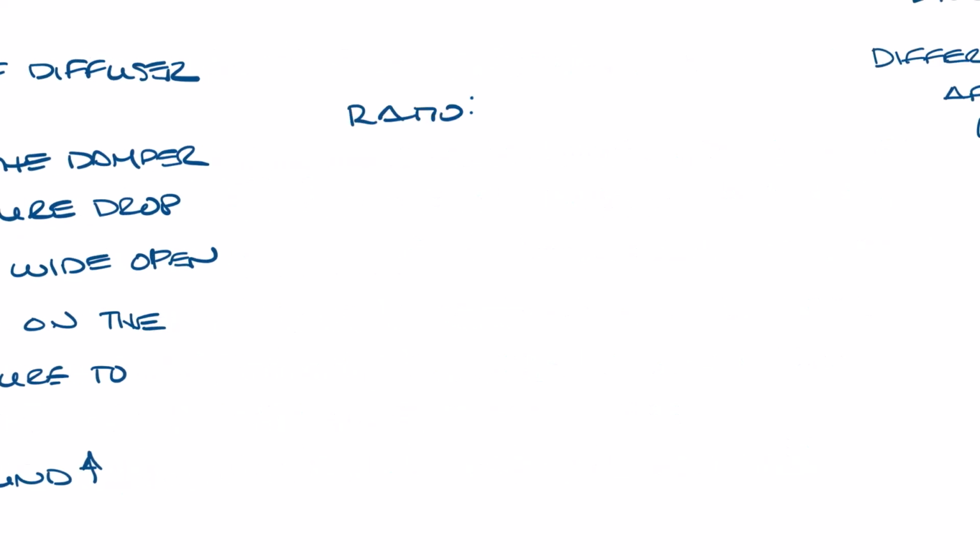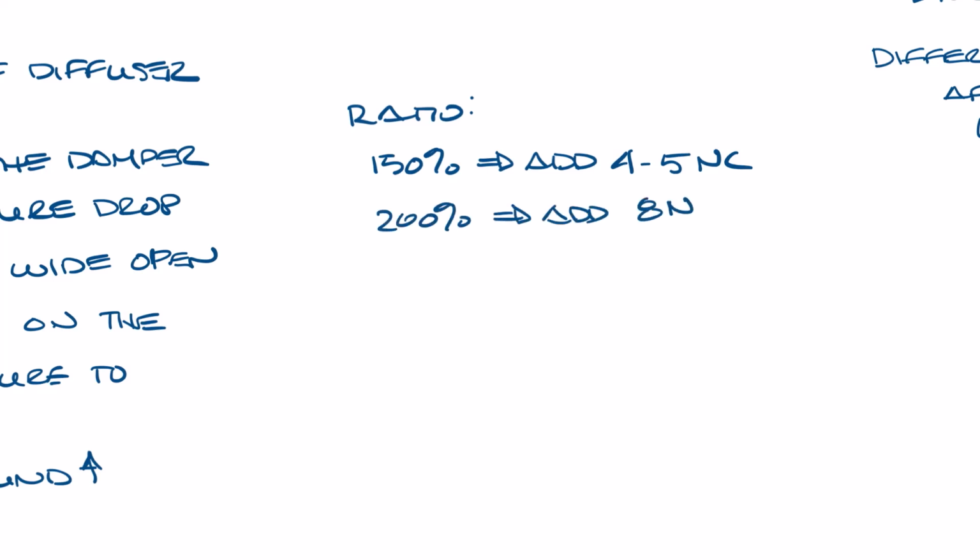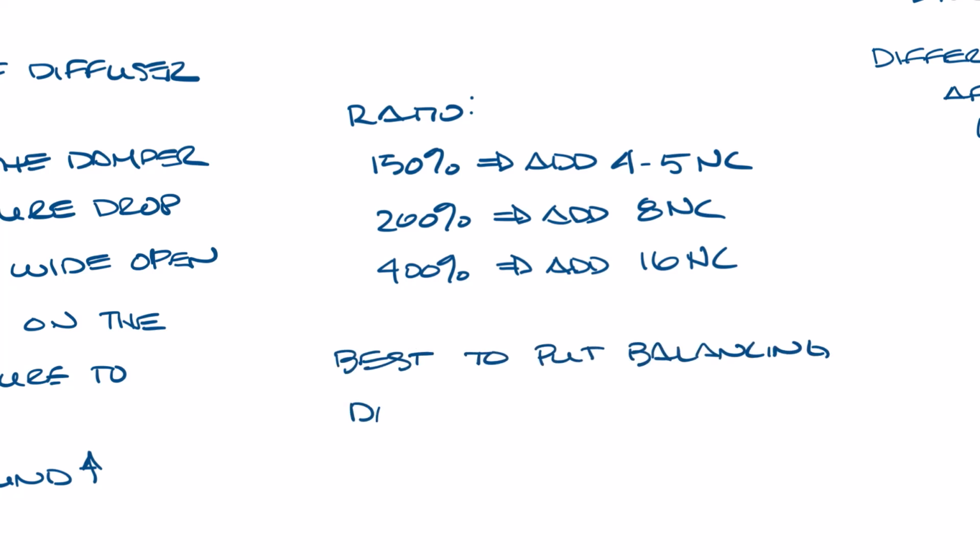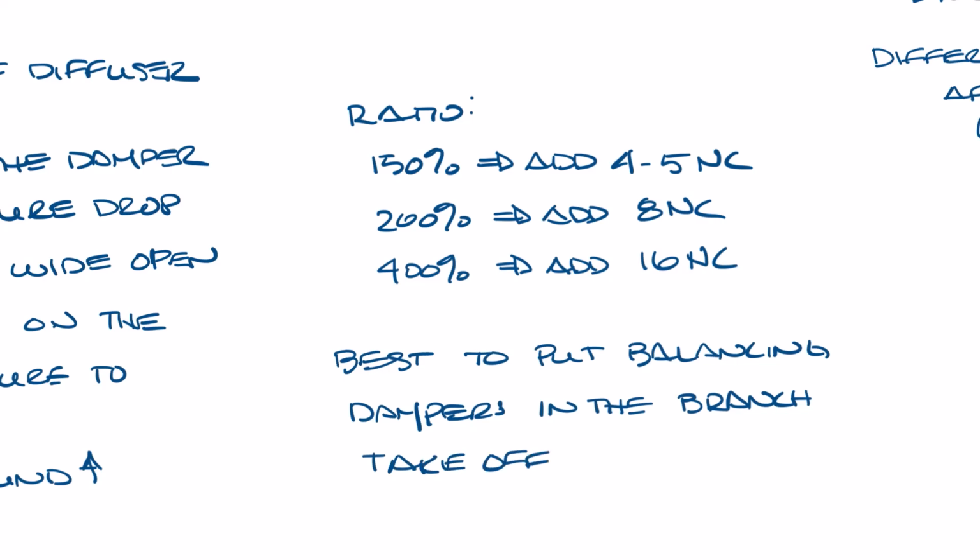If the ratio of total pressure is 150%, then that adds 4 to 5 NC to the catalog data. If the ratio is 200%, then that adds 8 NC to the diffuser's catalog data, and if it's 400%, that adds 16 NC. So what can you do about this? Well, the best thing you can do is put the balancing dampers in the branch takeoff. So let's pull all this back on screen.